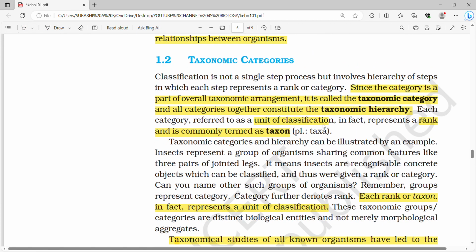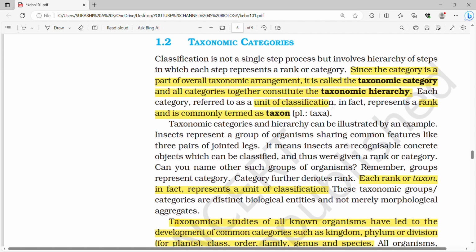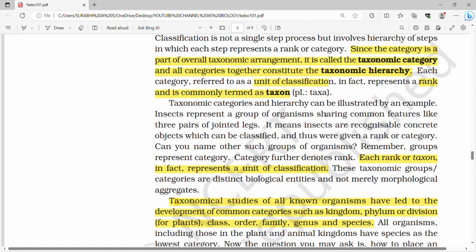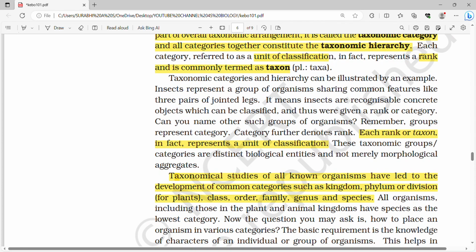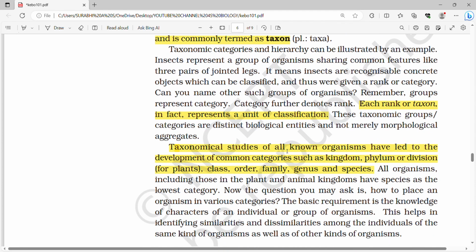Next, taxonomic categories. What are taxonomic categories? Since the category is a part of the overall taxonomic arrangement, it is called a taxonomic category. And all the categories together constitute the taxonomic hierarchy. So each unit of classification or rank is called a taxon. In plural, we call it taxa. Each rank or taxon in fact represents a unit of classification.